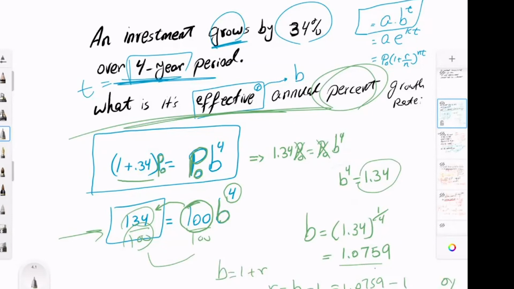Any question here? So the cheating way here is, for a question like this, if they said growth, you're going to put 1 plus the rate. If they said decreasing, you're going to put 1 minus this guy. Let's have one more.